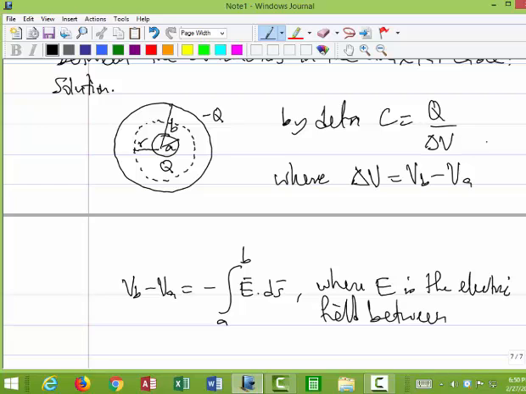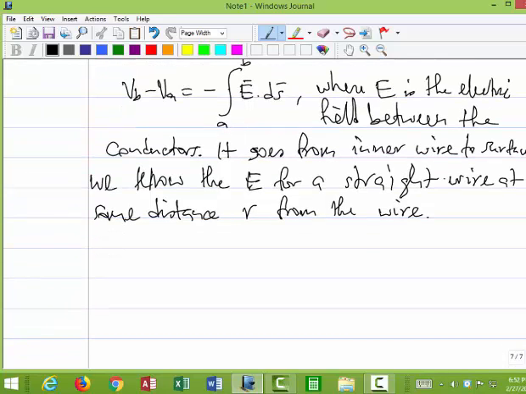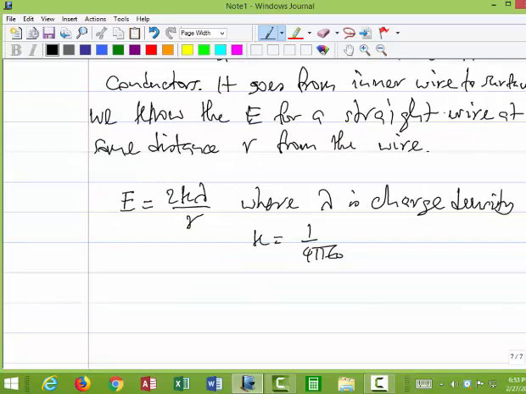So this is the electric field going from the inner conductor to the surface. So we already know the electric field for a straight wire at some distance R from the wire. We did this multiple times. So we know the electric field is equal to 2K lambda over R, where lambda is charge density. So this is the electric field that we found when we did this example. And we already know lambda is charge density and K is 1 over 4 pi epsilon naught. So let's use that. So we can plug that in there.